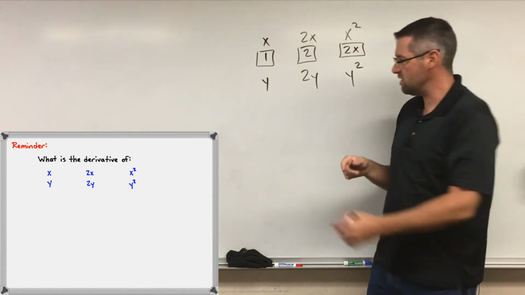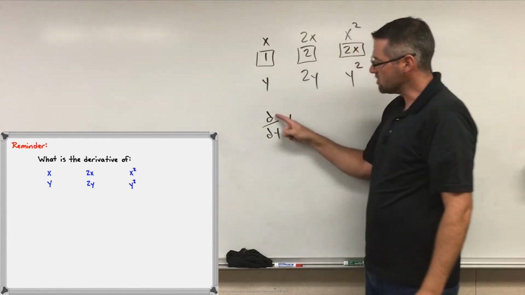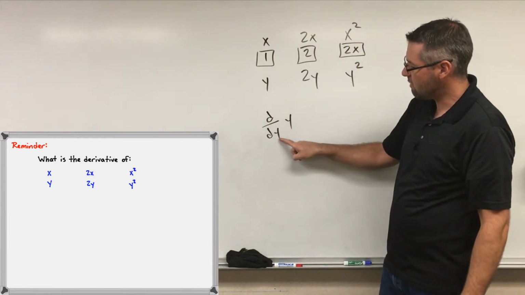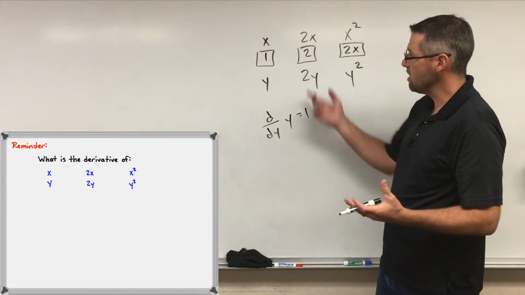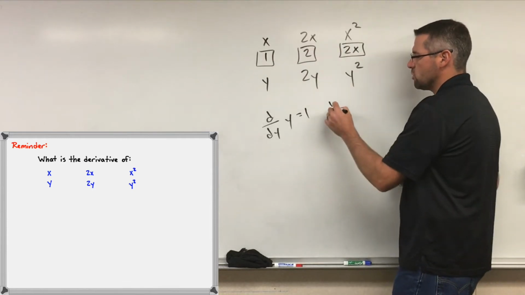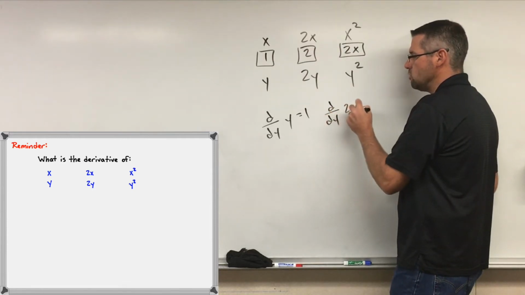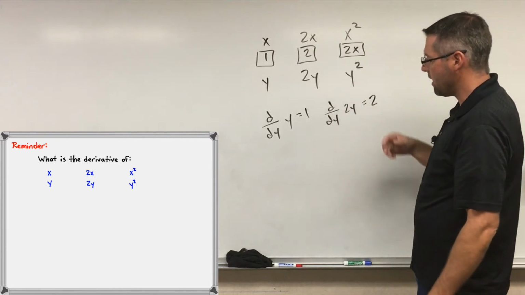Now here, what if we took the derivative of y? If we took the derivative of y with respect to y, then what we're saying is that y is the variable, and so therefore this is just 1. Same thing if we took the derivative with respect to x of just x. And then if we took the derivative with respect to y of 2y, we would just get 2. And then the same thing here, we get 2y.